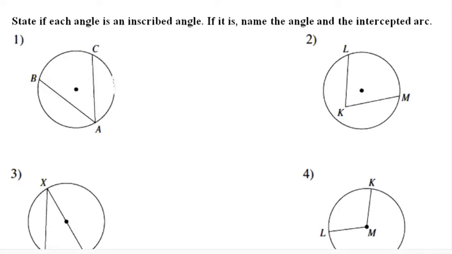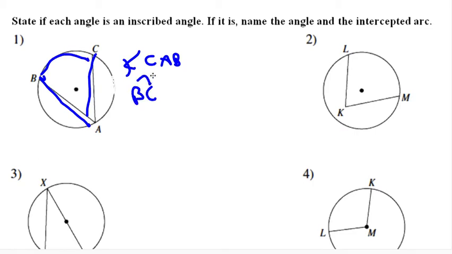Examples. So first thing, state if each angle is inscribed, and then if it is, if and only if it is, name the angle and the intercepted arc. So looking at AC and CB, AC and AB, those are indeed chords, which means angle CAB is the inscribed angle, and it subtends arc BC. If you look at the next one, K doesn't quite make it to the edge of the circle, so this is not an inscribed angle.